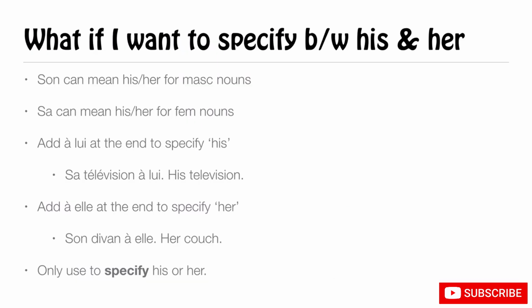So what if I want to specify between his and her? So as we just learned, son can mean his or her for masculine nouns, and sa can mean his or her for feminine nouns. So in order to specify between the two, you can add à lui at the end to specify his. So sa télévision à lui, his television. And then add à elle to the end of the word to specify her. So son divan à elle, so her couch.